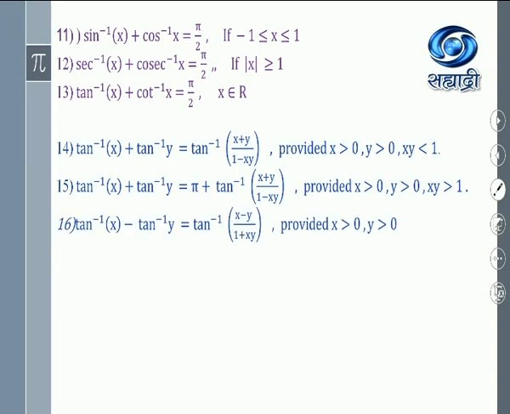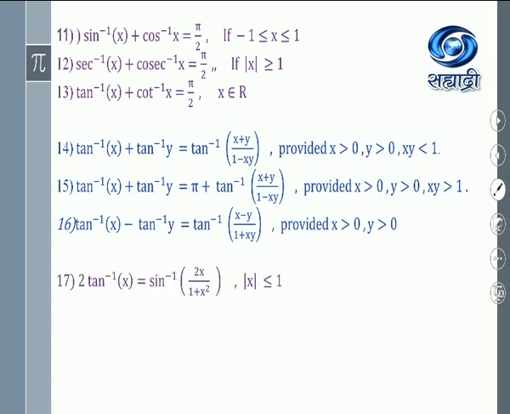Right? Now the next, tan inverse x minus tan inverse y. Here you may put the brackets or you may not put the brackets, it makes no difference. Now we have tan inverse x minus tan inverse y is equal to tan inverse of x minus y upon 1 plus xy. Here the condition is only on x and y: x greater than 0 and y greater than 0.